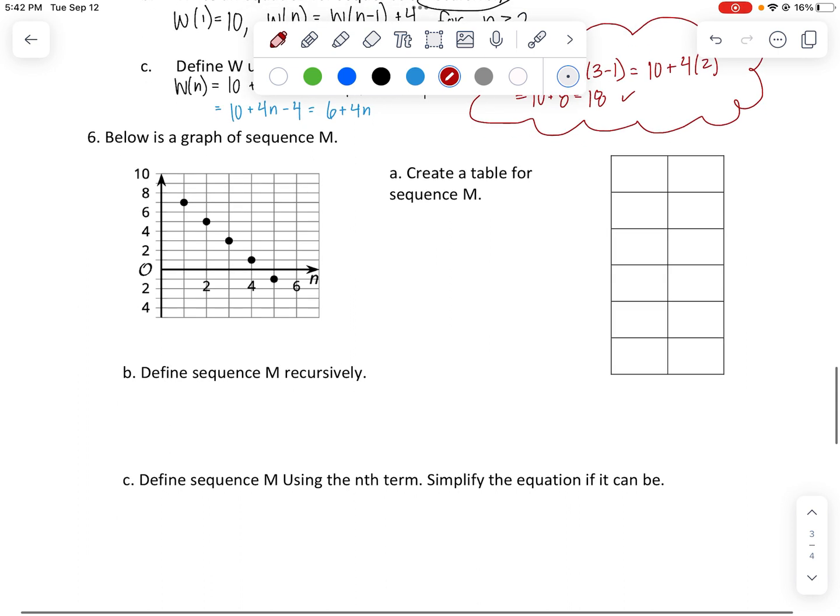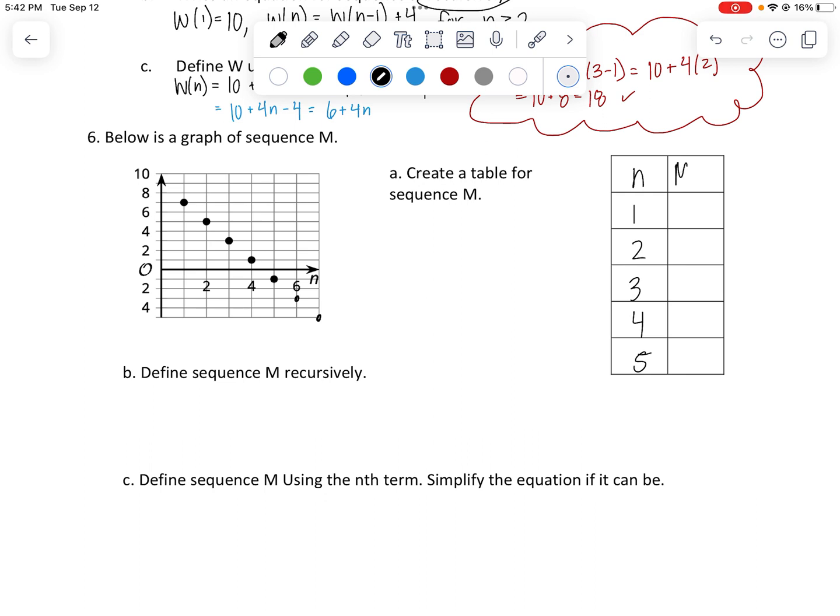Okay, last one. Below is a graph of sequence M. Write a table for M. So starting with step 1, it looks like. And even though it's not graphed, this does keep going all the way because it's a sequence, and right now we don't have it as a situation. So step 1 is at 7, step 2 is at 5, 3, 2, 1, negative 1. Okay, there's a table for the sequence of M.